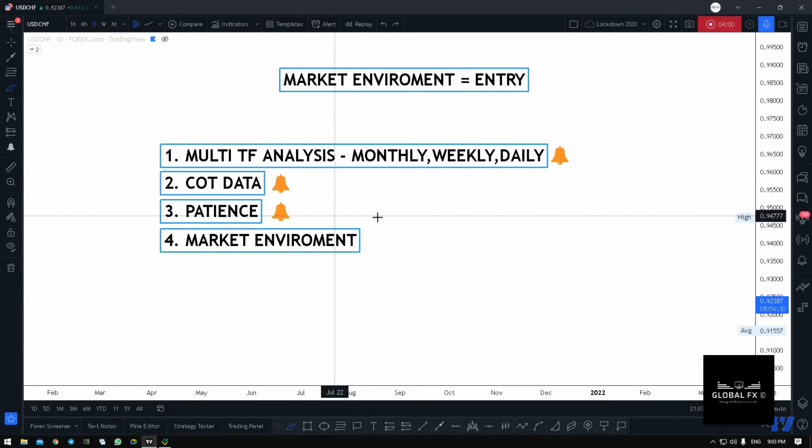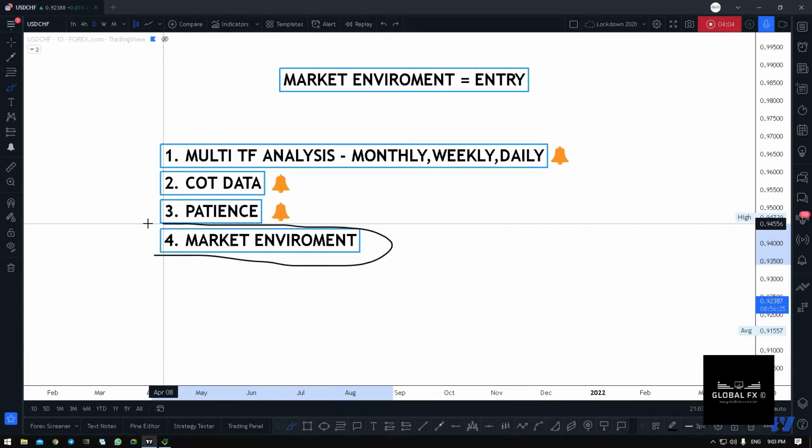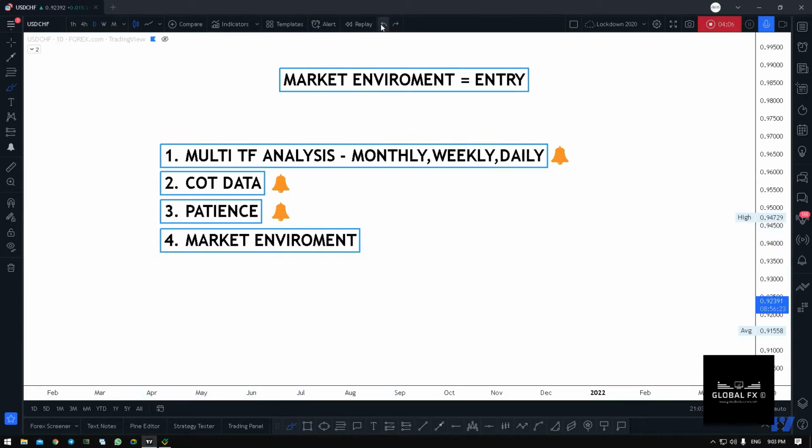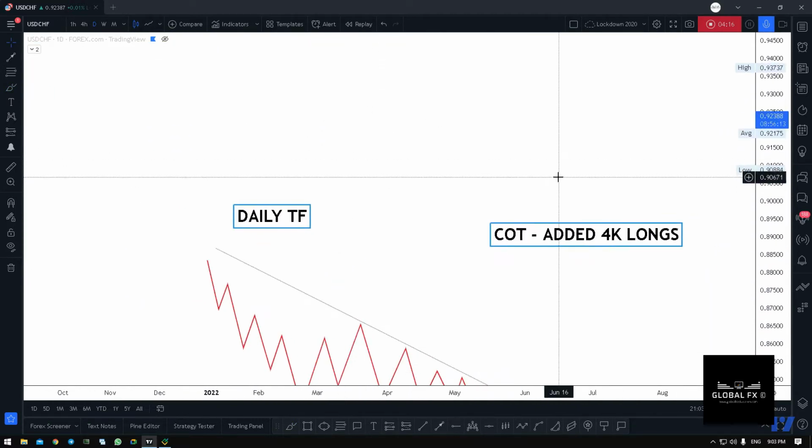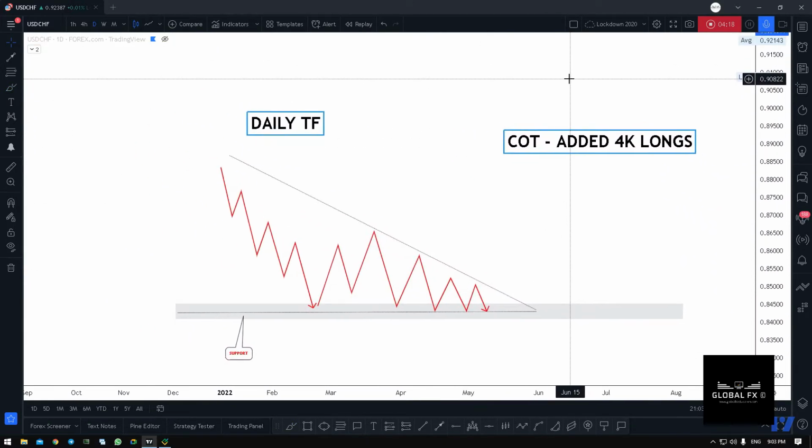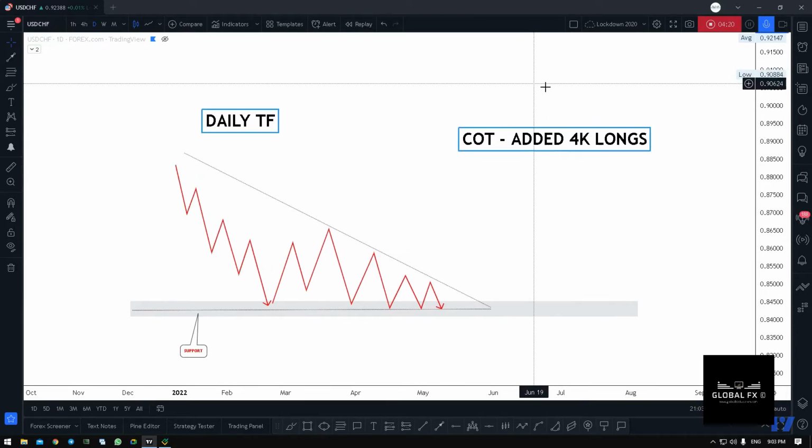Okay, now without further ado, let me show you guys how we're going to find a market environment and how we're going to use this type of method to get a good entry and to find your entry on a multi-time frame analysis. So I've got over here something that I drew up for you guys.